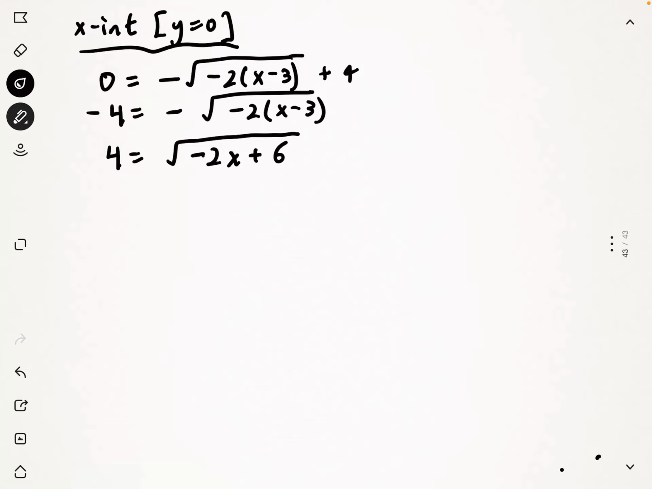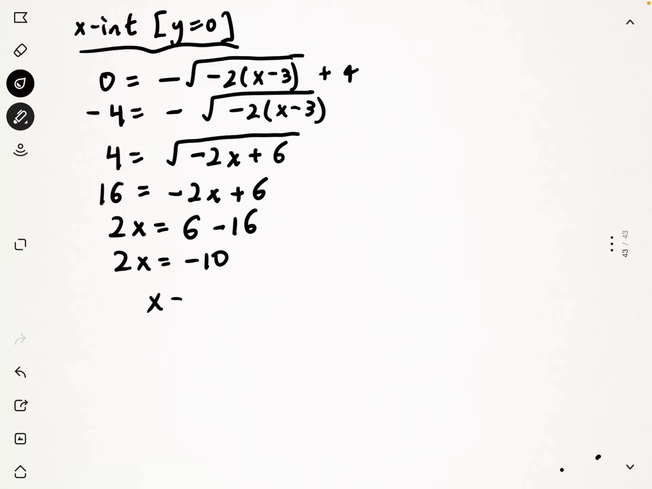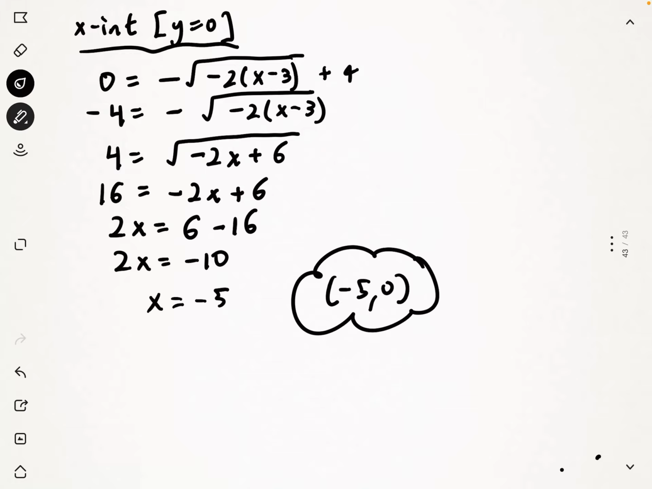So I get it this far, and then to get rid of the square root, I want to get x by itself. So I can square both sides of this equation. Square 4, you get 16. Square and square root, those two operations cancel each other, so you wind up with something like this. And now it's easy to solve for x. We can just bring things to the other side, so we end up with 2x is equal to negative 10, x is equal to negative 5, so we have an x-intercept of negative 5, 0.